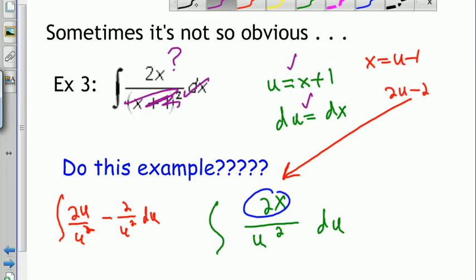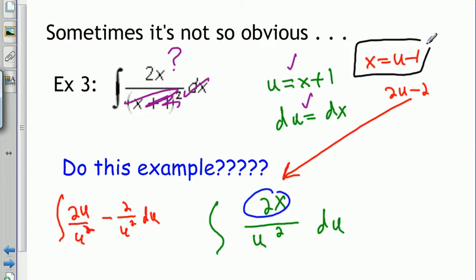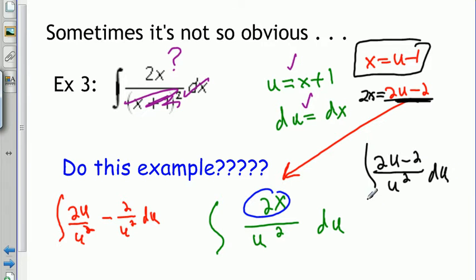Well, then we came back here, and we said, okay, what is x equal? So what does x equal? X equals this. So what does 2x equal? Well, 2x equals this, right? So I took this, 2u minus 2, and I put it in for 2x. So I had the integral of (2u minus 2) over u squared du.